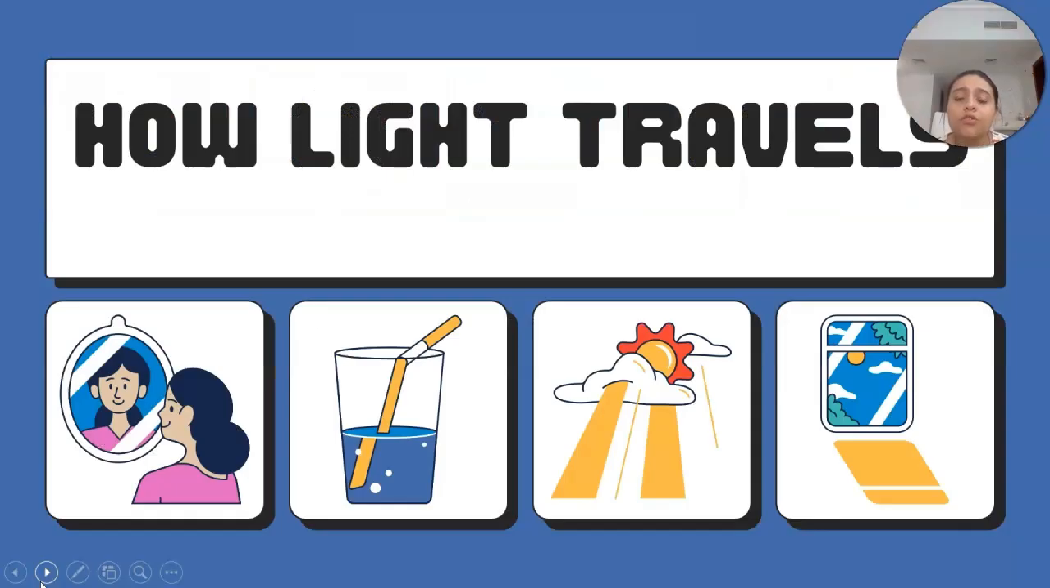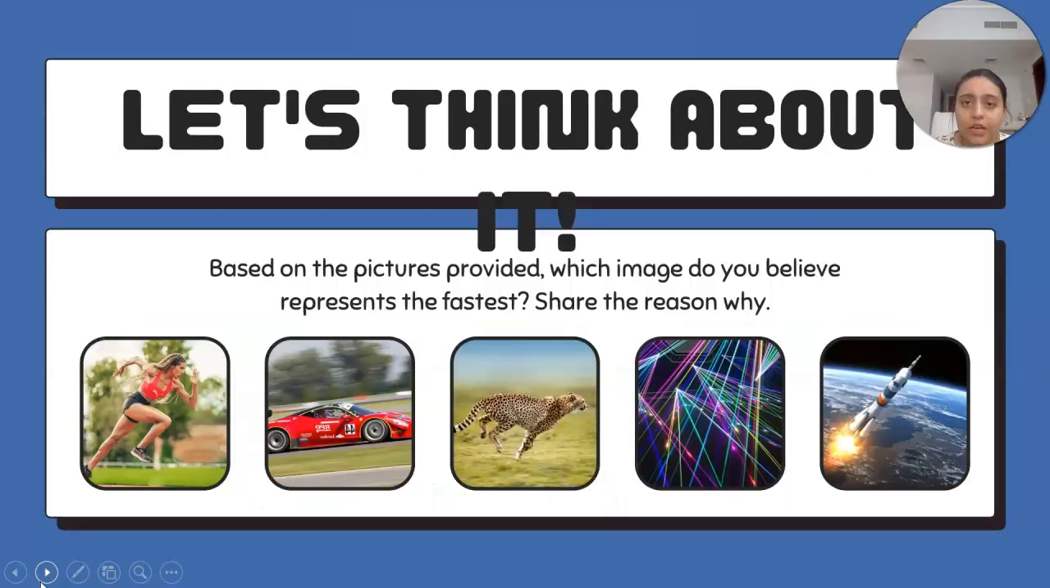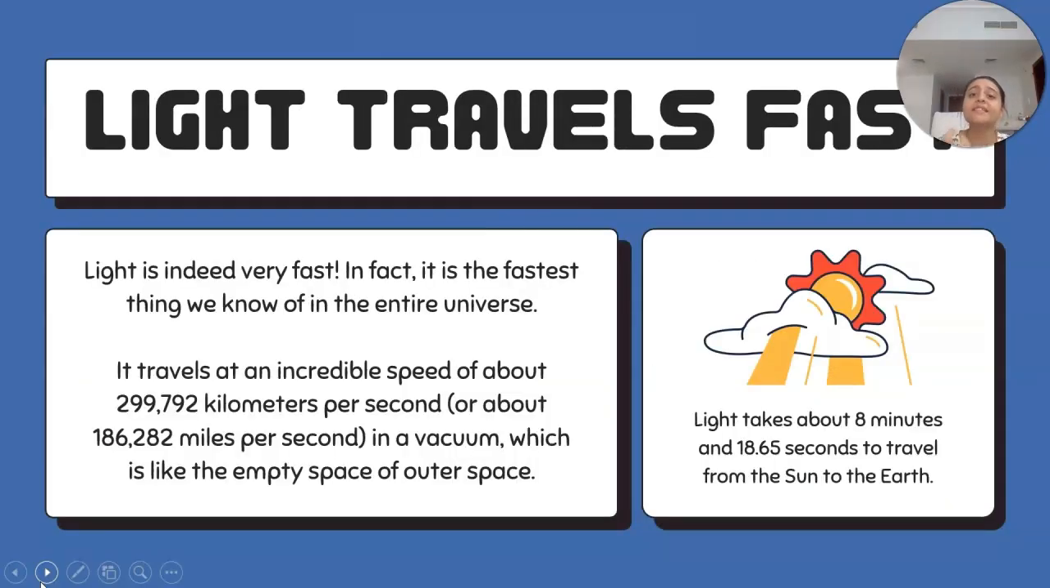Now we are going to learn about how light travels. So light travels in a straight line as we have studied only now. So we are going to think about certain things as you can see in the pictures which are available to you. Which image do you believe represents the fastest? Share the reason why. Who do you think runs fastest? Yes, it's light which travels fast. Light is indeed very fast. In fact, it is the fastest thing we know of in the entire universe. So it can travel at a very fast speed. The only thing present in our universe which can travel faster is light.